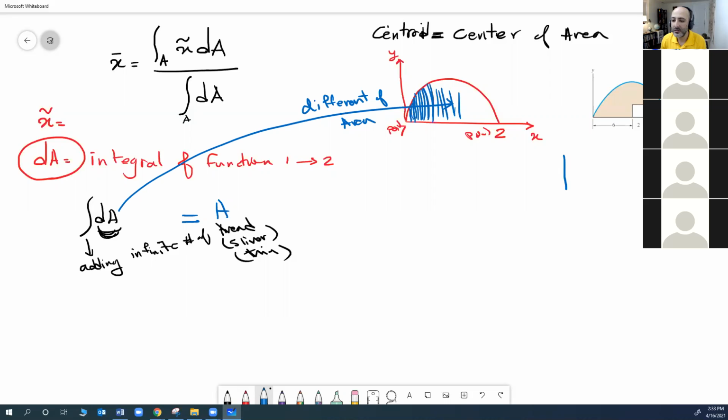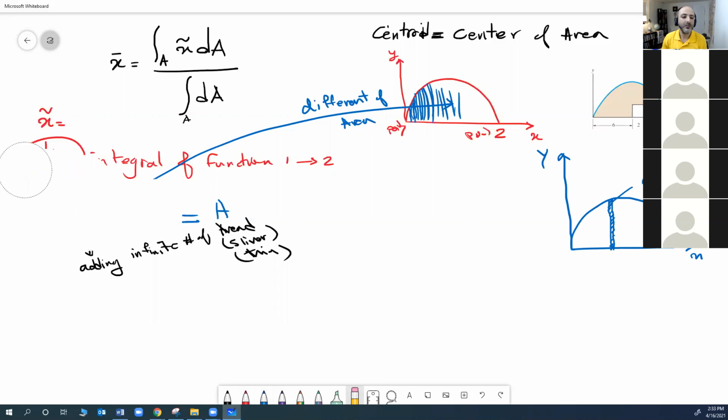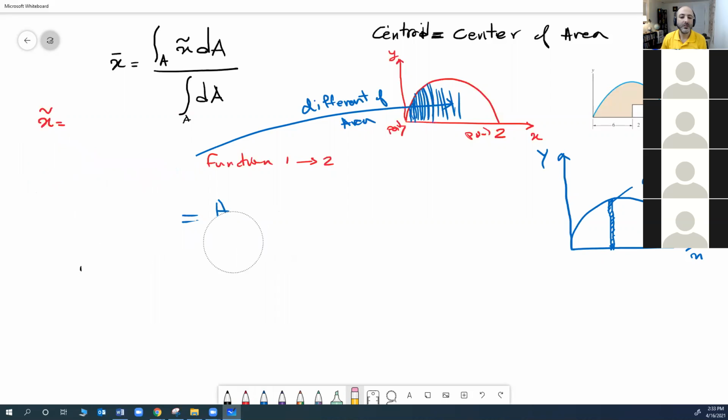So let me draw it better now. And this is required, all right? So instead of a free body diagram, now we're going to draw this. I'm going to draw a little tiny thin area here. This is my dA. I'm going to get back to how to calculate it, but for now, that's dA.